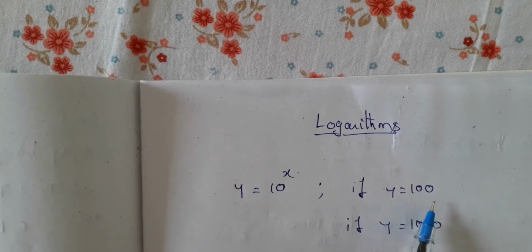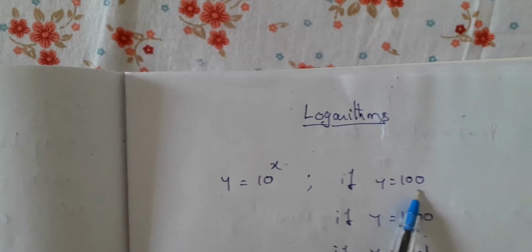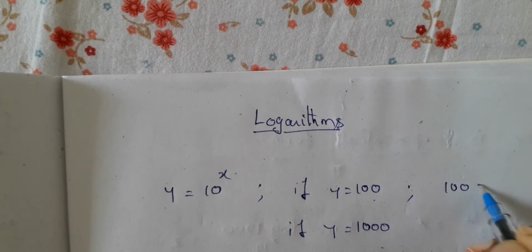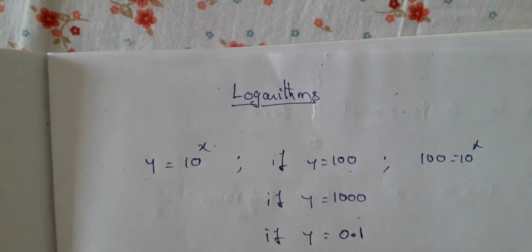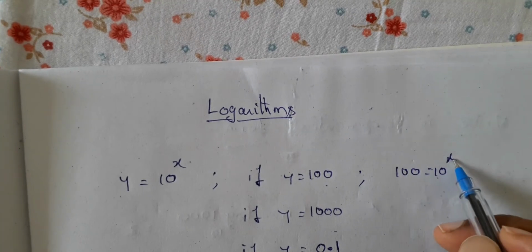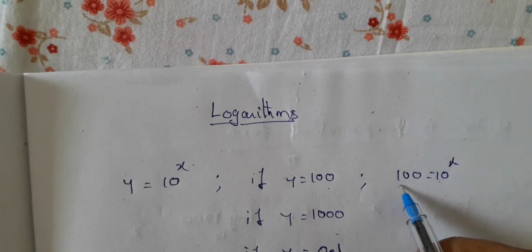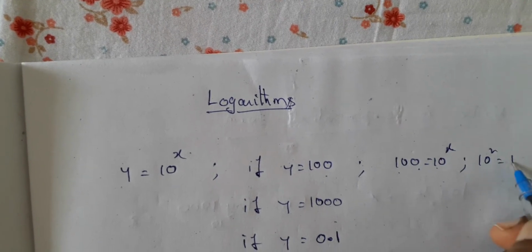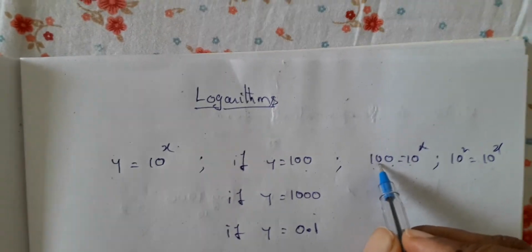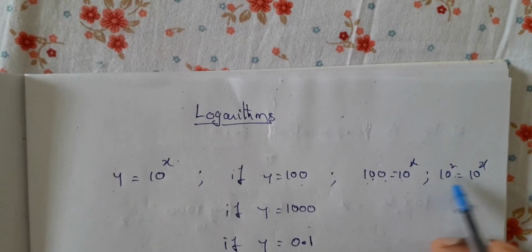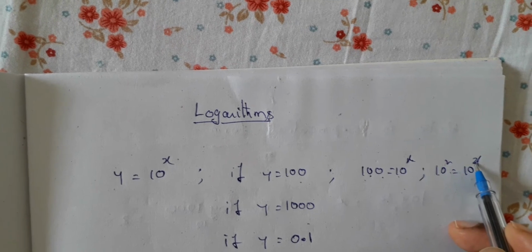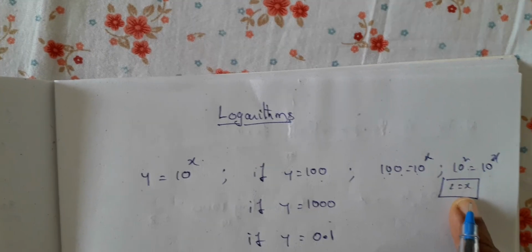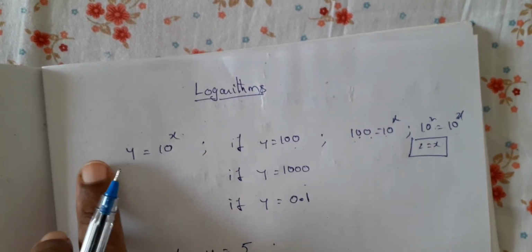Now, if y is equal to 100, what will this equation become? It will become 100 is equal to 10 power x, which means 10 raised to such a power that it equals 100. We can write 10 square is equal to 10 power x, because 100 is expressed as 10 square. The bases are the same, so the powers are equal. Therefore 2 is equal to x. So we got the value of x is equal to 2 when y is equal to 100.